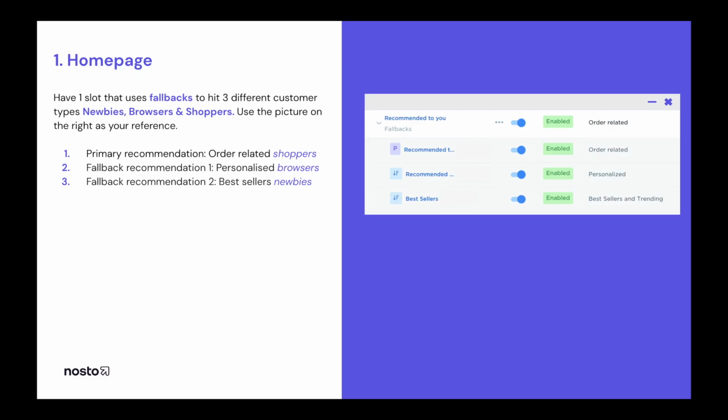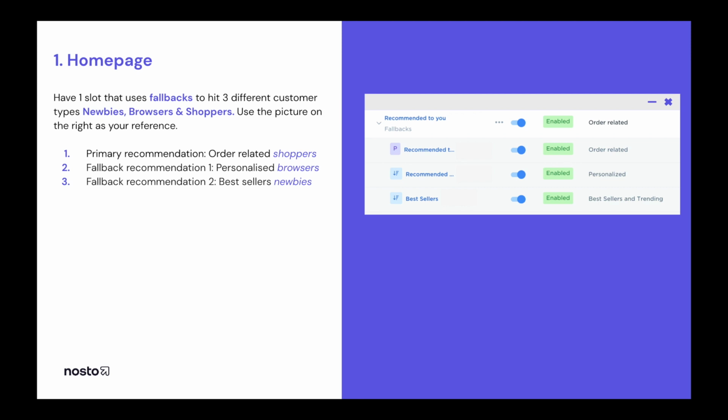So first one is the homepage, and here we recommend to have one slot that uses fallbacks to hit 3 different customer types: newbies, browsers, and shoppers. You can use the picture on the right hand side as your reference on the order of these fallbacks to the primary recommendation. So first, the primary recommendation will be order related, which will be shown by customers that have already shopped on your store.